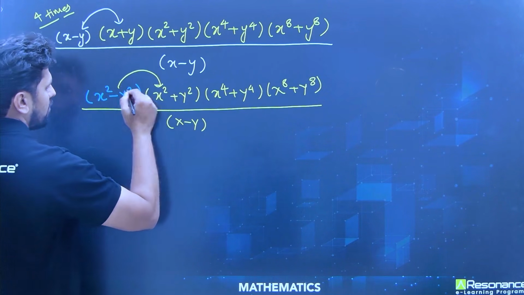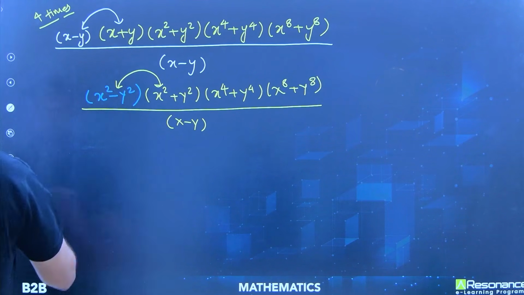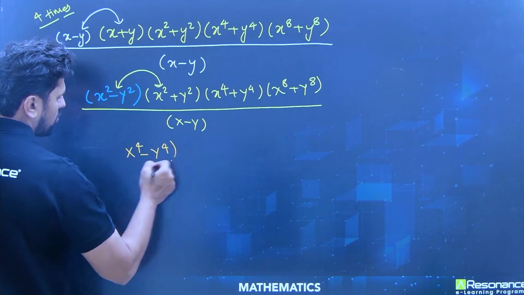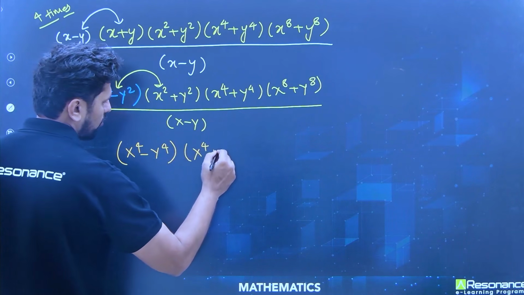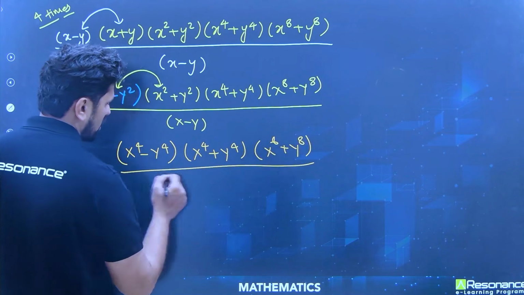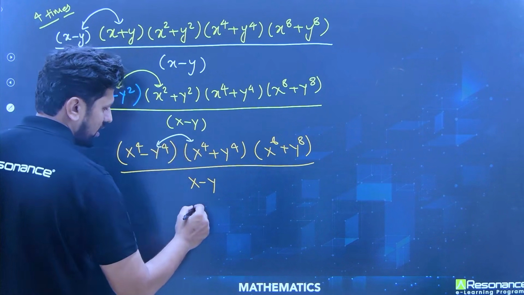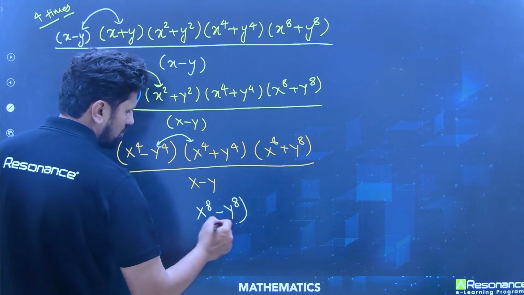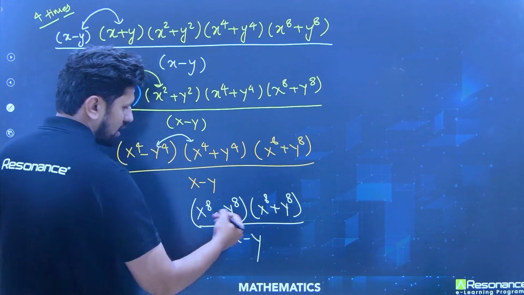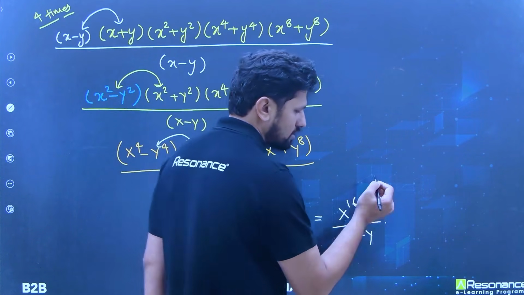Now see, these two again will form a pair of a minus b into a plus b, which again will become a square minus b square. So it will become x to the power 4 minus y to the power 4, x to the power 4 plus y to the power 4, and again x to the power 8 plus y to the power 8 upon x minus y. Now when we multiply these two, we get x to the power 8 minus y to the power 8 into x to the power 8 plus y to the power 8 upon x minus y. And at the last step, x to the power 16 minus y to the power 16 upon x minus y.